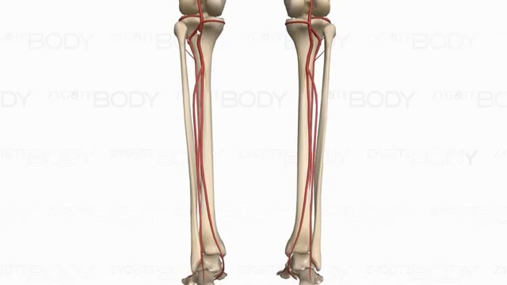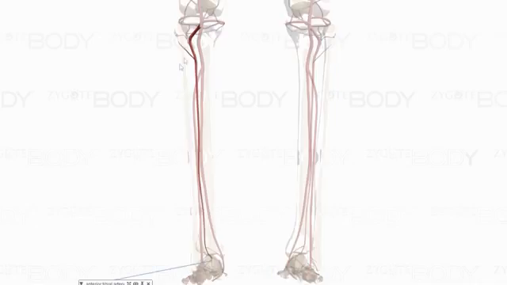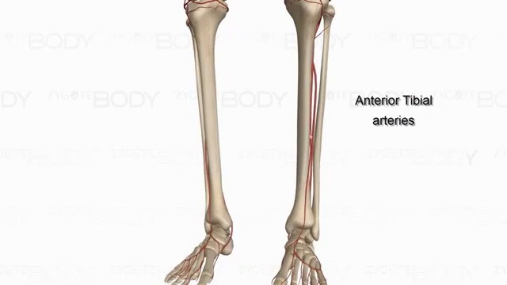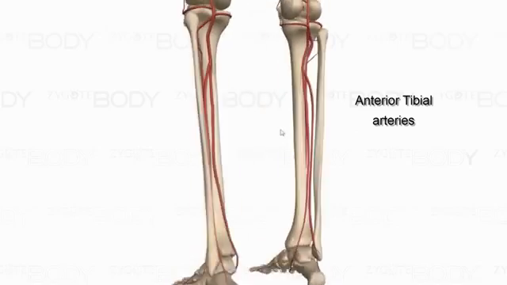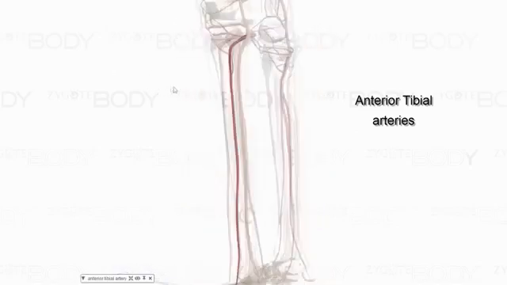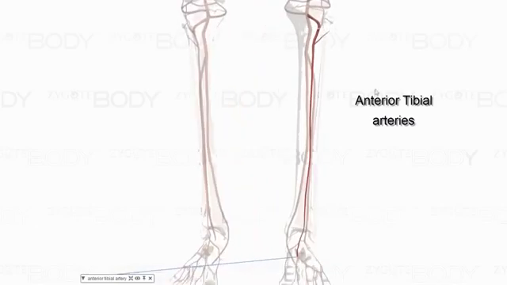Now a branch coming off of that is going to go toward the front of the tibia. And that is going to be our anterior tibial artery. So here's the anterior tibial. So there's the anterior tibial artery.